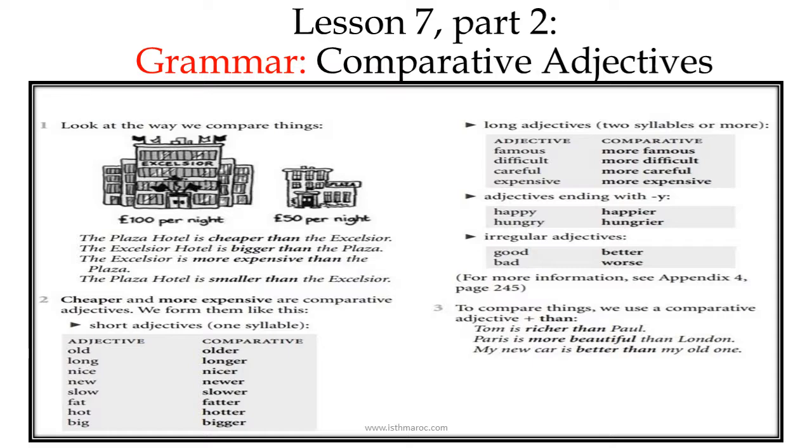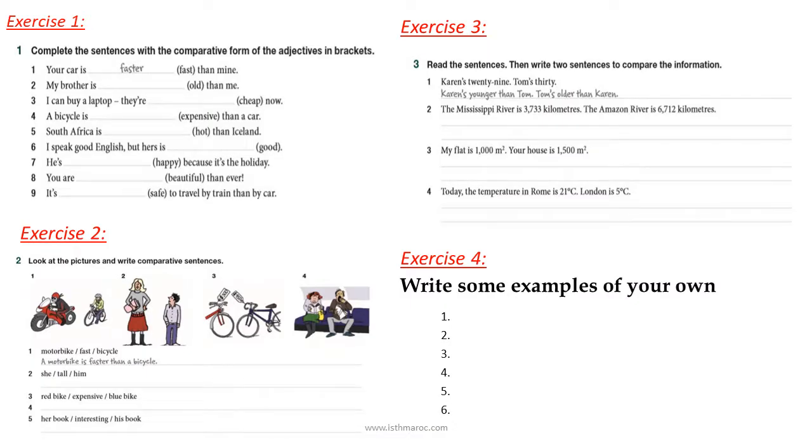So we move to the part of the exercises. Exercise 1 says complete the sentences with the comparative form of the adjectives in brackets. 1. Your car is faster than mine. 2. The adjective we have is old. 3. The adjective is cheap. 4. The adjective is expensive. 5. Hot. 6. Good. 7. Happy. 8. Beautiful. 9. Safe.